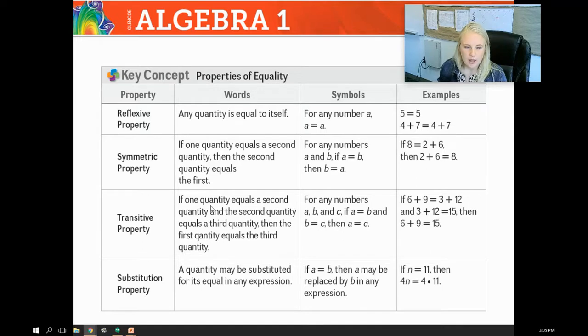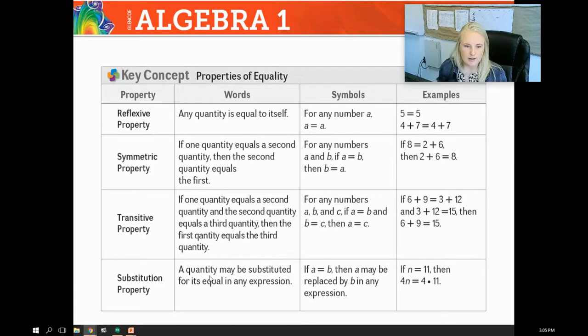The transitive property. If one quantity equals a second quantity, and the second quantity equals a third quantity, then the first quantity equals the third quantity. Blah, blah, blah. That's what I hear. Here it is in symbols. For any numbers A, B, and C, if A is equal to B, and B is equal to C, then A is equal to C. And here are the numbers, and I can read it to you, but what it really means is if Johnny is the same age as Elizabeth, and Elizabeth is the same age as April, then Johnny and April are also the same age. So it's just kind of like a tiered system.